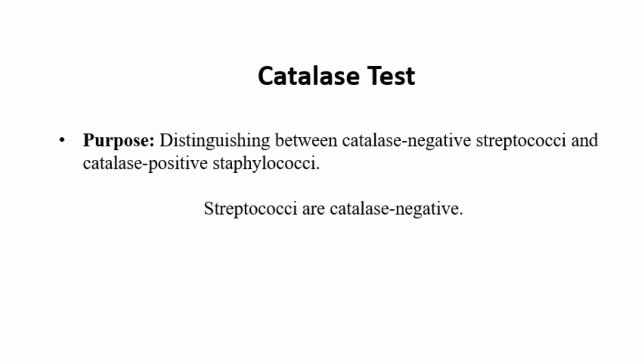Now we will discuss catalase positive bacteria. Catalase positive bacteria include the strict aerobes as well as facultative anaerobes, although they all have the ability to respire using oxygen as a terminal electron acceptor. Here are some examples of catalase positive bacteria. Candida, E. coli, and Staphylococci are examples of catalase positive bacteria.